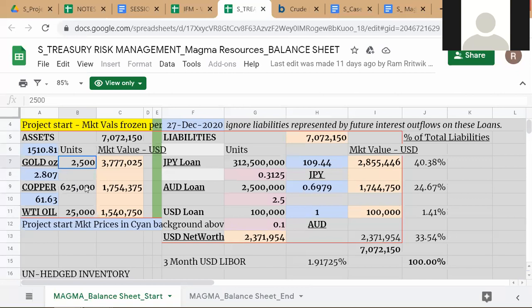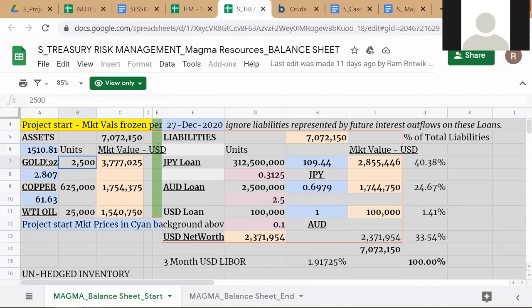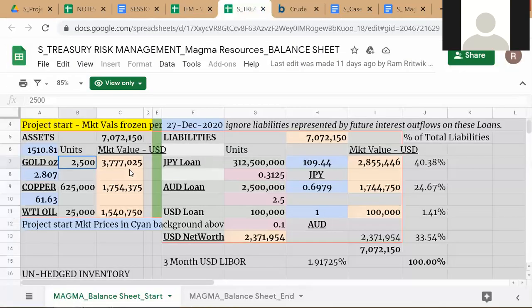So let's assume that it is the front month futures price, just for the sake of argument. In that case, your KRF is the gold front month future, copper front month future, West Texas front month future. If it was spot, then it would be the spot prices for each of those. Now these are the KRFs on this front.